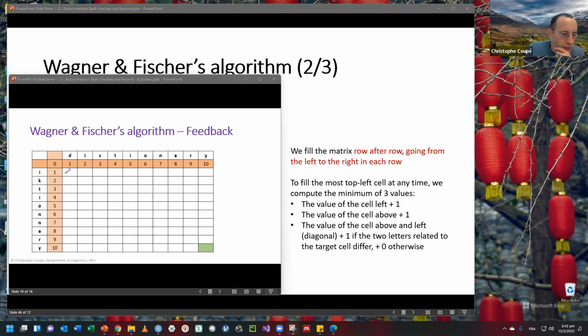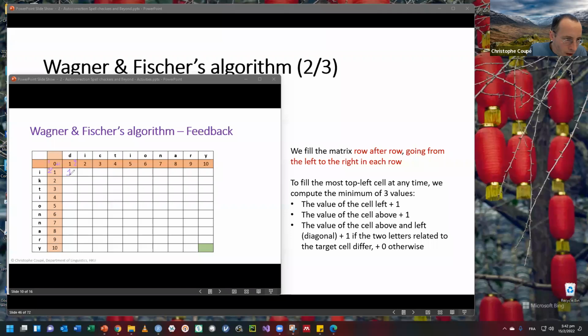So we want to do this one first, okay? The first cell. On the left, we have 1. We add 1, so the value is 2 here. Above, we have 1. We need to add 1, so here the value is 2 as well. And then the one in diagonal is 0. We have D and we have I. These are 2 different letters, so we need to add 1. So here the value is 1 for this cell. And we need to choose the smallest value between 1, 2, and 2. So what do we choose? We choose 1.